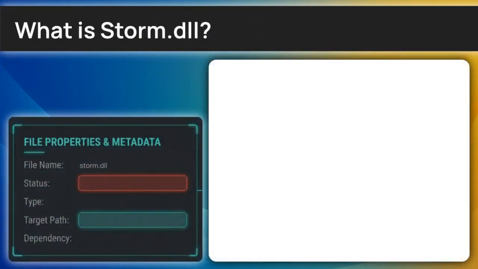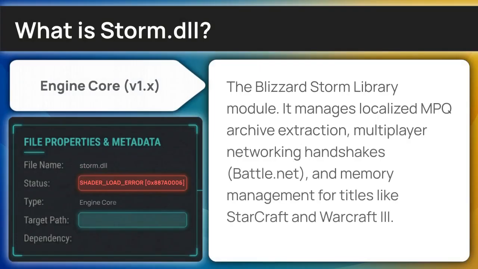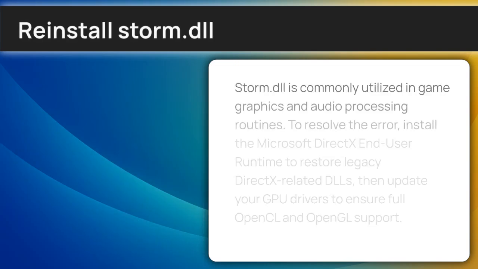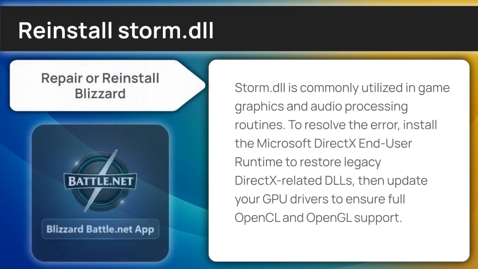This is the Storm Library, the Blizzard Storm Library module. It manages localized MPQ archive extraction, multiplayer networking handshakes, BattleNet, and memory management for titles like StarCraft and Warcraft 3. Now that you know how the file works, let's focus on the how and fix the issue. Storm is commonly utilized in game graphics and audio processing routines.